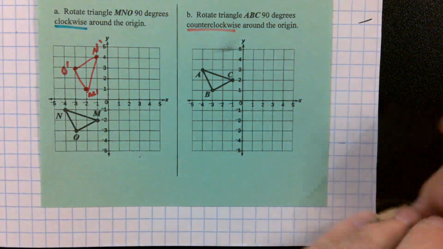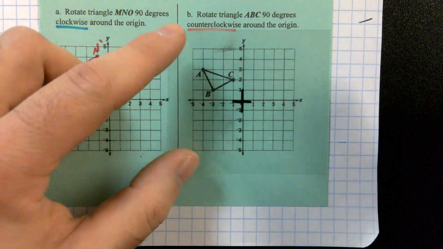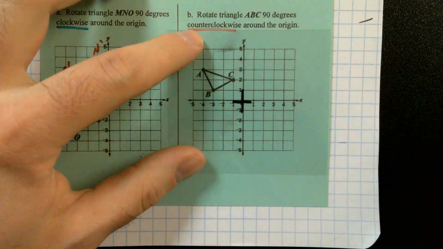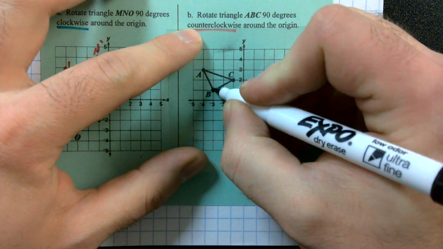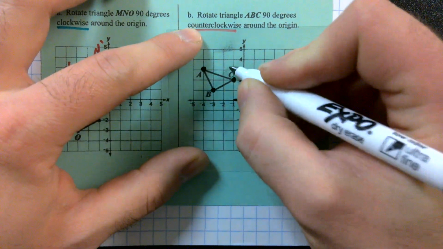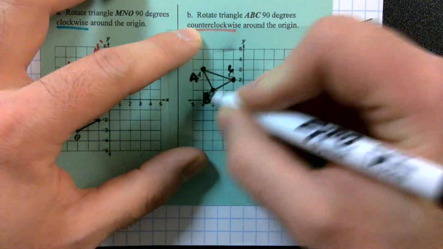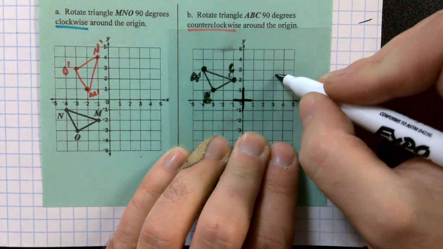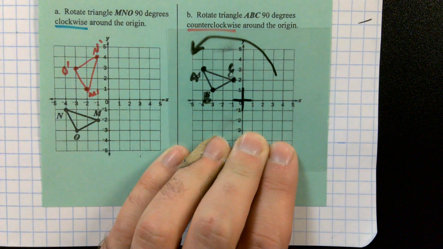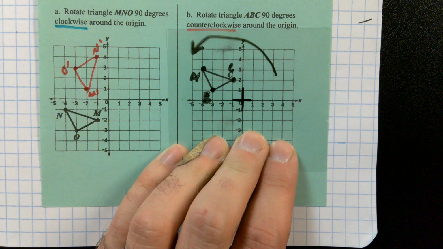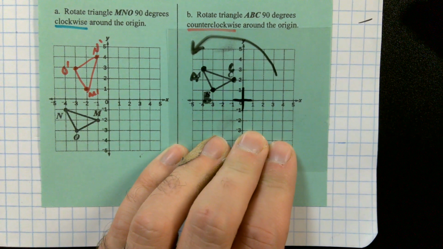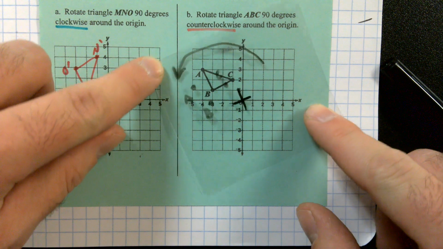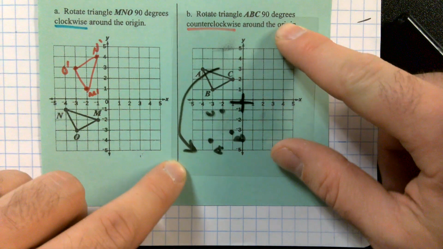Okay, for this next one, what direction are we rotating? Clockwise or counterclockwise? Counterclockwise. Is that to the right or to the left? That one's going to be to the left. So I'm going to line up my center. I'm going to dot and label all my points. And to the left is that way. Right? You guys see that? To the left is going that way.